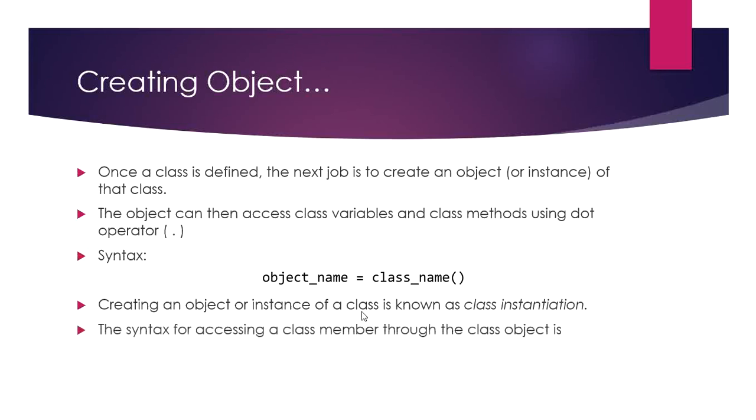Now the syntax of accessing a class member through a class object is like this. If I want to access a member from that particular class, I write the object name, whatever variable I have given to the object I created, and then the member of that particular class.